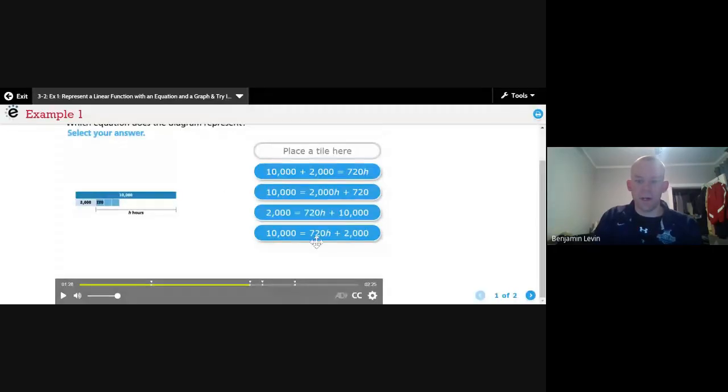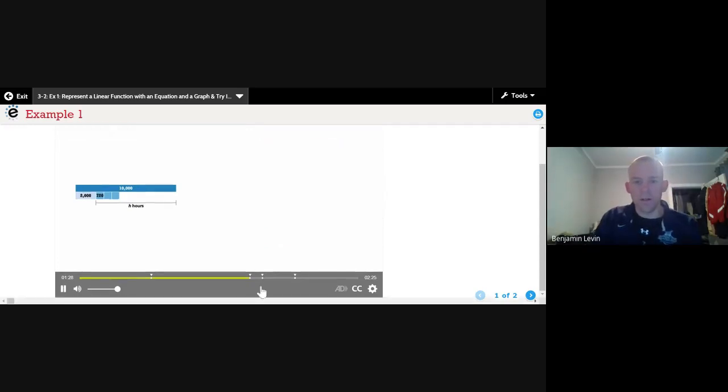Looks like this one, right? They used the letter H to represent hours. I used the letter X because that's what we typically use in linear equations, but it doesn't really matter what letter you use, right? Any letter can represent anything. They used H because we're trying to find the number of hours. But this one right here is going to be our equation.